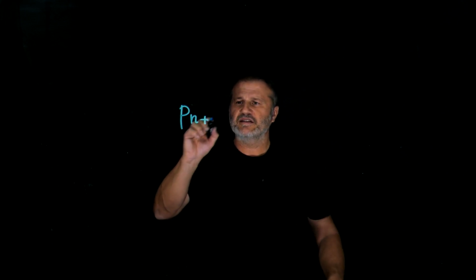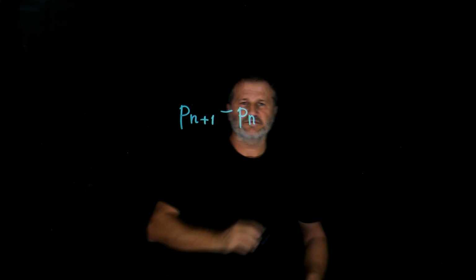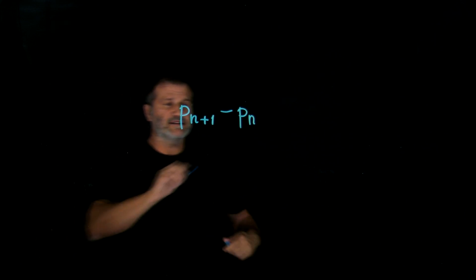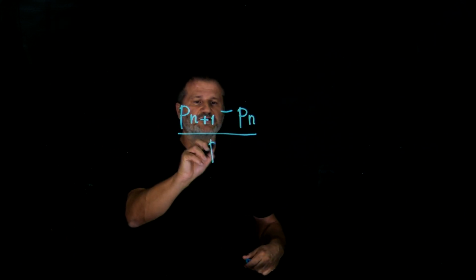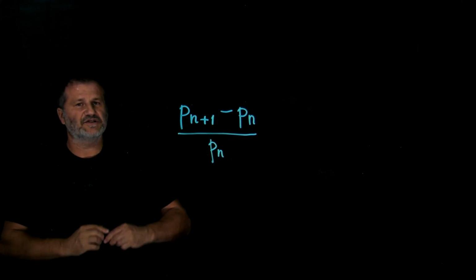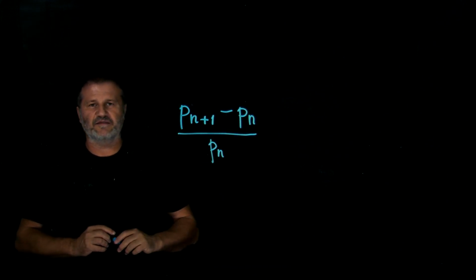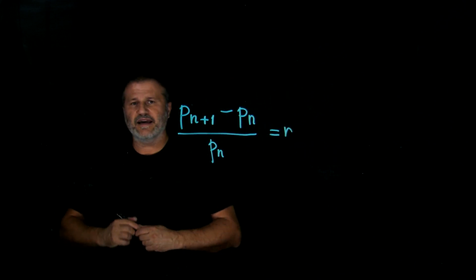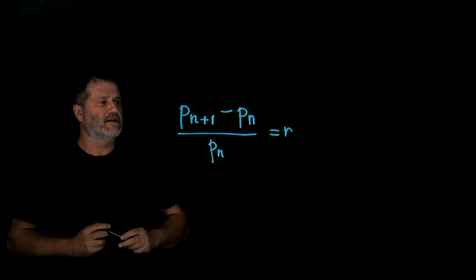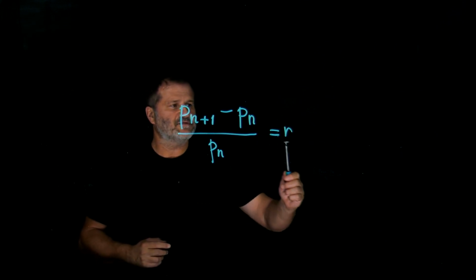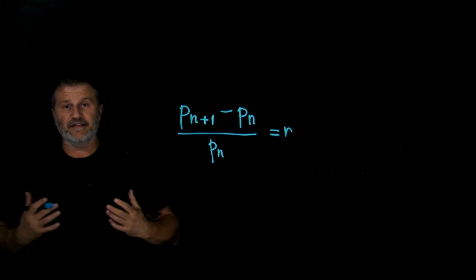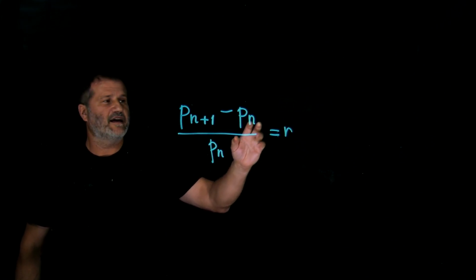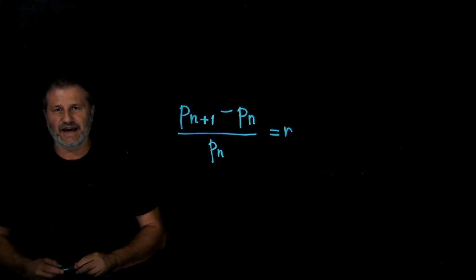We consider the variation of size between two consecutive times, so Pn plus 1 minus Pn, and we compare this to the total size of the population at time n. So we construct this ratio, Pn plus 1 minus Pn over Pn. This quantity is what is called the growth rate of the population. Now, the key point of the Malthus model is that this quantity is independent of everything, so in particular, it is independent of n and of the size of the population Pn.